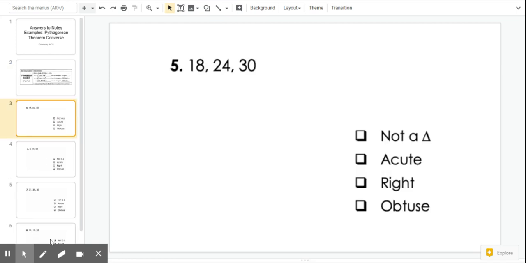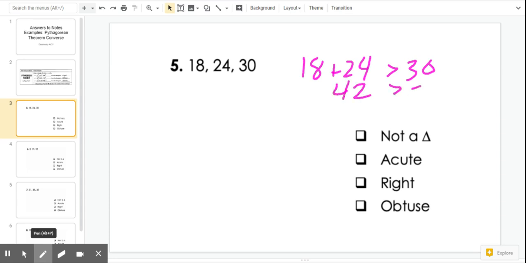All right, so first things first, we need to check that this is actually a triangle. So the way we do that is we have to check that 18 plus 24 is greater than 30. So 18 plus 24 is 42. So 42 is greater than 30. So that's all set. So it's definitely a triangle. So now we need to check if it's acute, right, or obtuse. So we can cross that one out because we know that's not true.